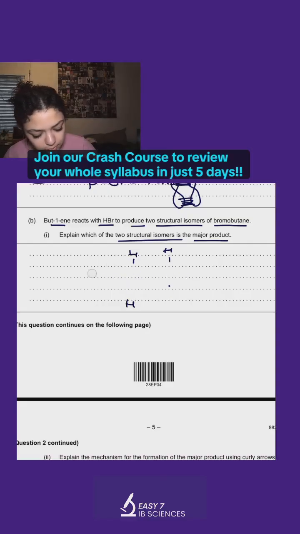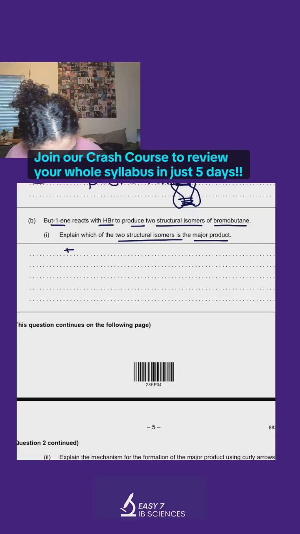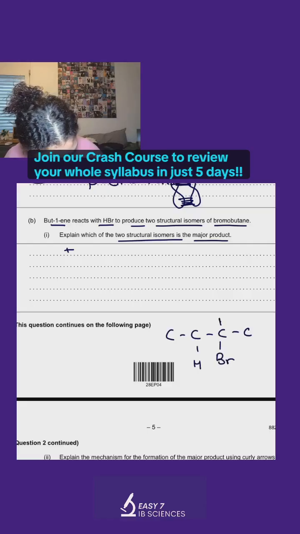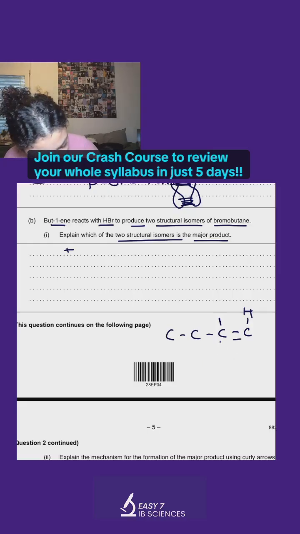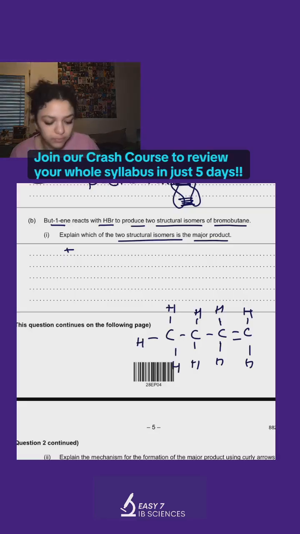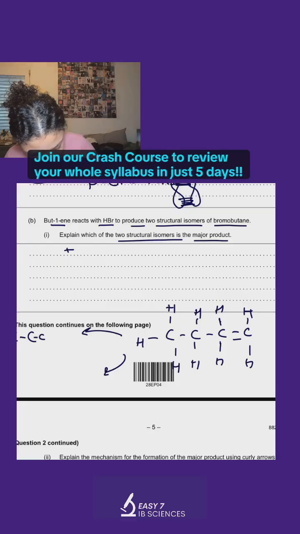Okay, so to get the full mark here, you have to talk about the stability. So but-1-ene, let's first draw but-1-ene. 1, 2, 3, 4. And it's going to be Br, H. Guys, I jumped ahead, apologies. Let me go like this. So I show you exactly how I got it, so everyone's able to answer it. Okay, this is my but-1-ene. So what are the two products of this but-1-ene with HBr? I have 4 carbon chains, like so. Again, 4 carbon chains like so. And then my Br can be attached here, here.